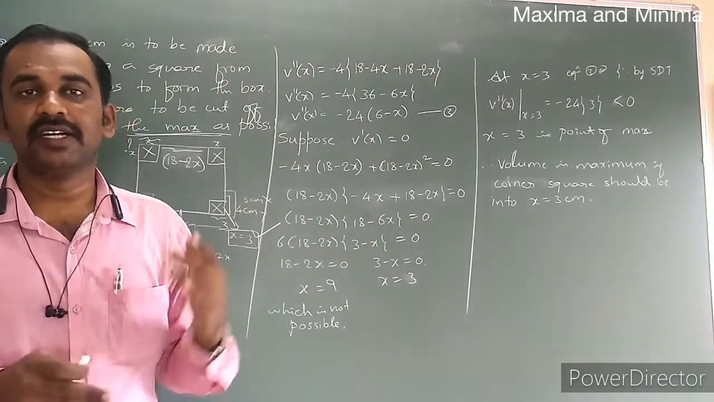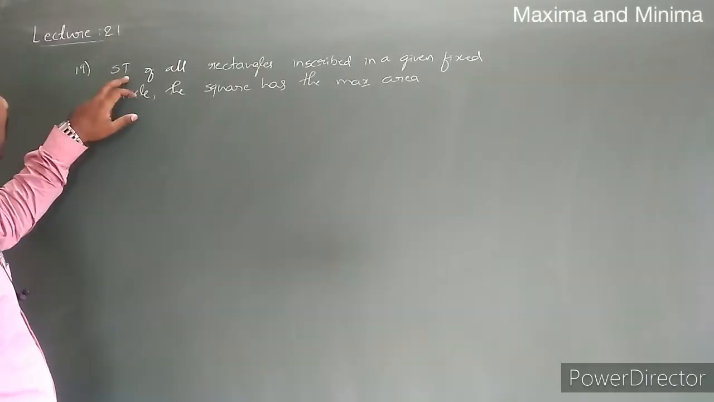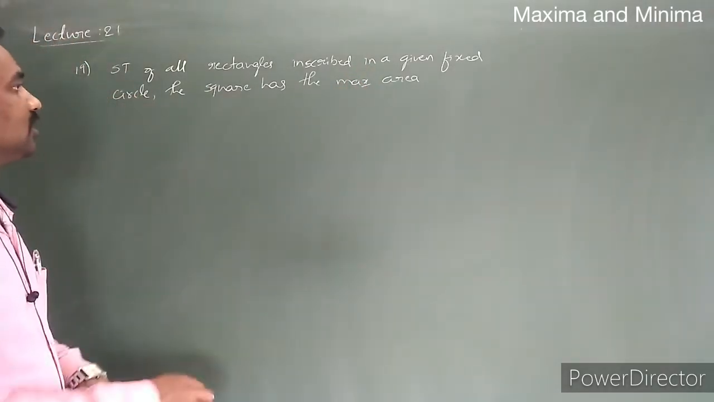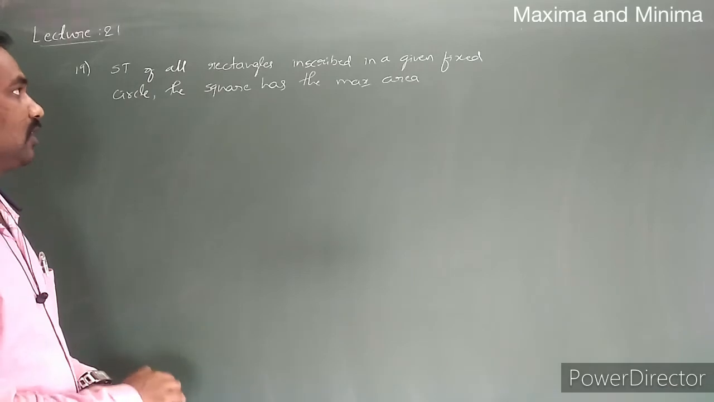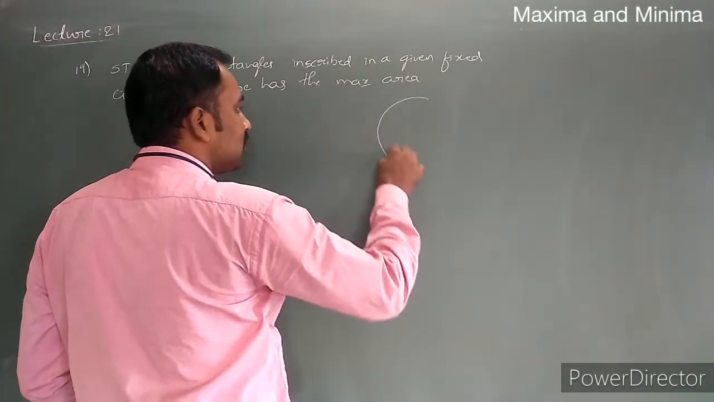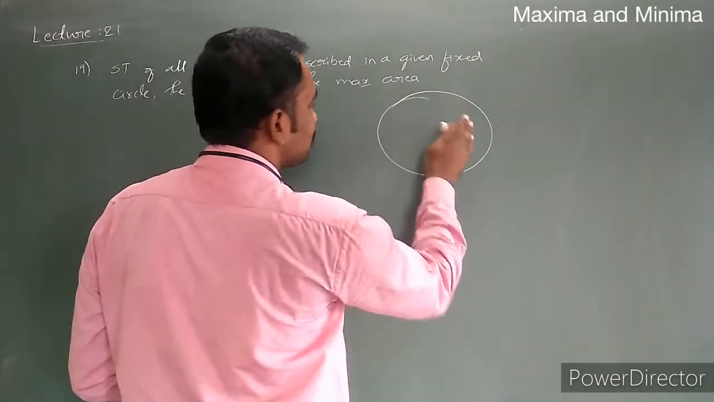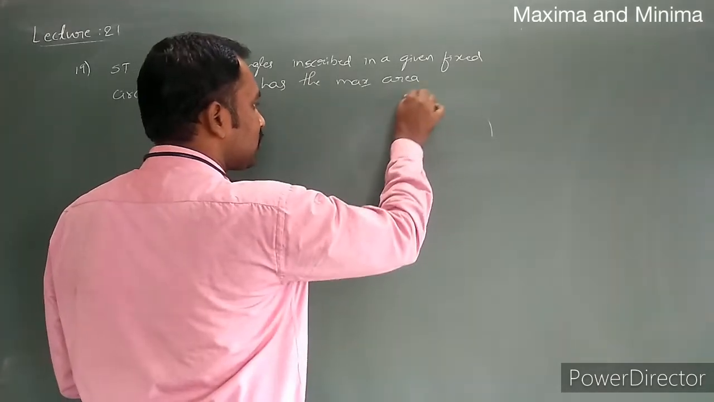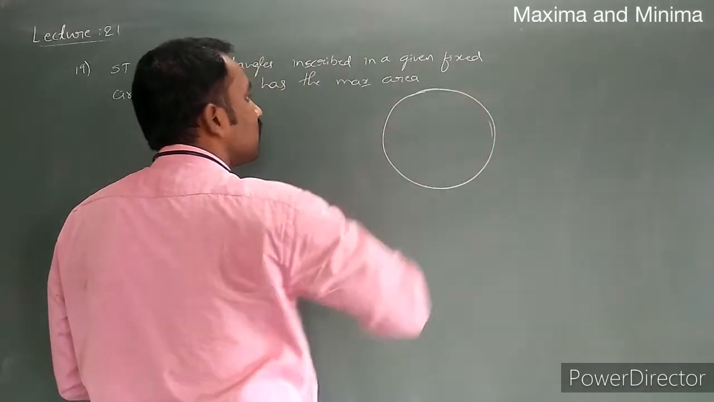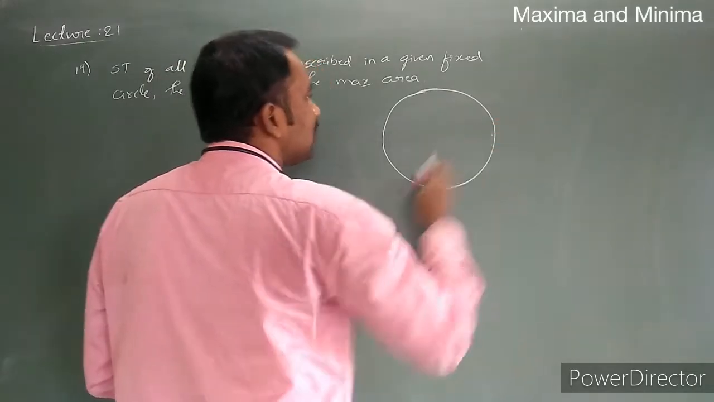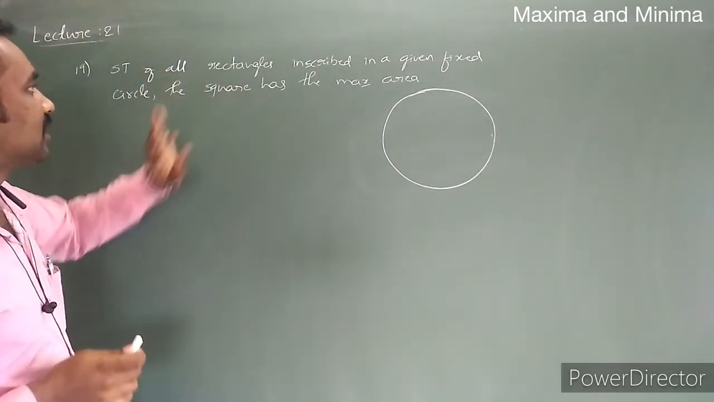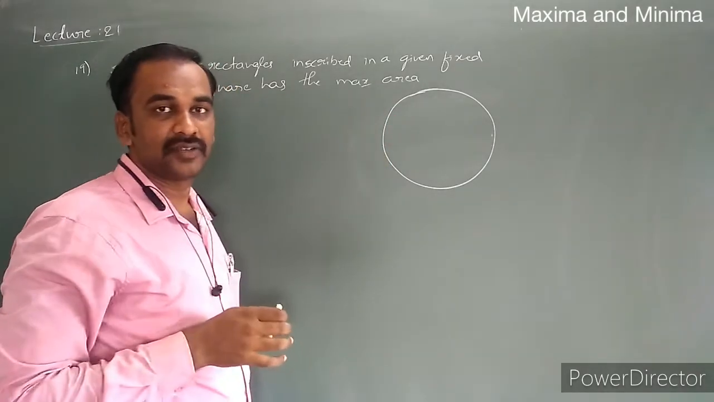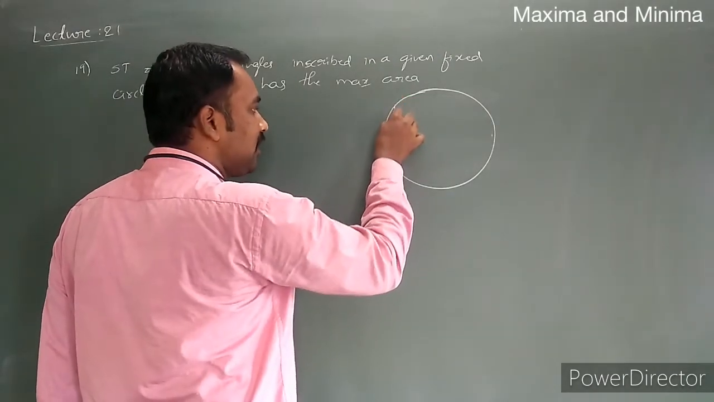So now let's move to the next example. Show that of all the rectangles inscribed in a given fixed circle, the square has the maximum area. Suppose the circle is fixed, that means the radius of the circle is constant. In this fixed circle there are rectangles. How many rectangles can we draw inside the given circle? There are many rectangles we can draw.